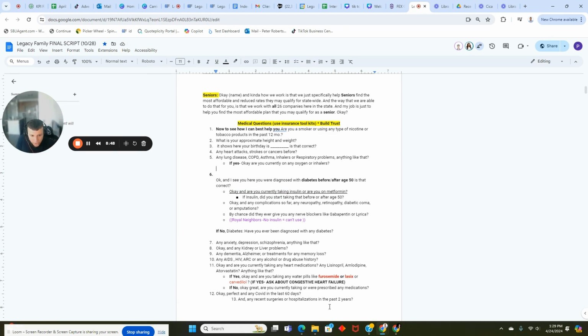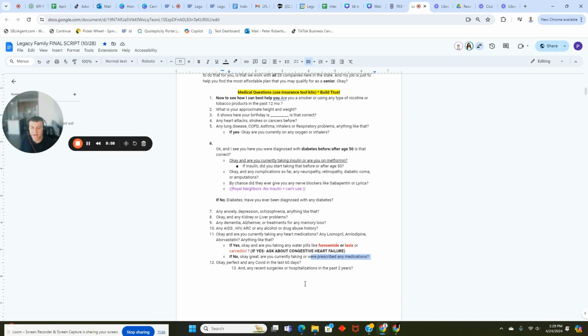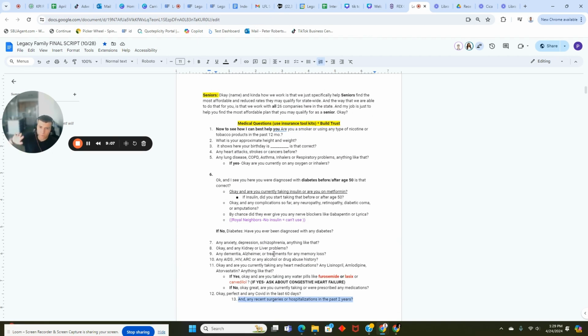Then, are you currently taking any other medications? You want to get as many medications, any lists, any prescriptions that they have. You want to gather as much information as possible so that you can put that on your toolkits. And lastly, you're going to ask about COVID-19 in the last 60 days, and then you're going to ask about any recent surgeries or hospitalizations in the past 2 years. Okay, so let's go through this together as if I were doing it with a client.